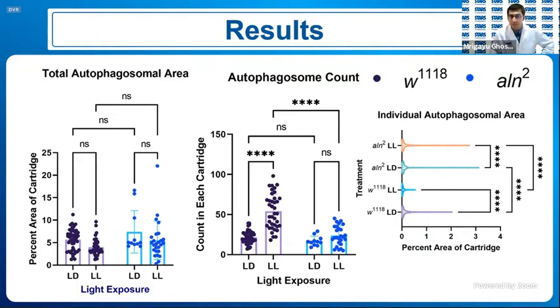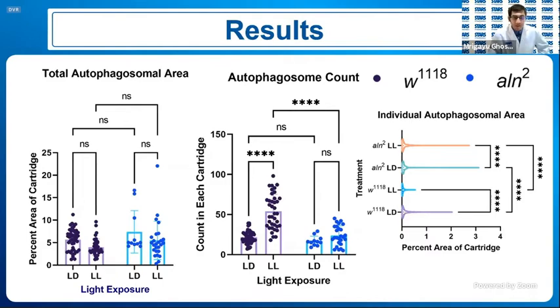And similarly, with the individual autophagosome area, we see lots of significant results here. For both the wild type and the all-nighter mutant, LL decreases individual autophagosomal area compared to LD. And then for LD or LL constant, either one we keep constant, the autophagosomal area is significantly greater for the all-nighter mutant than for the wild type.